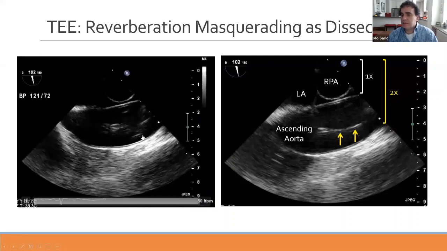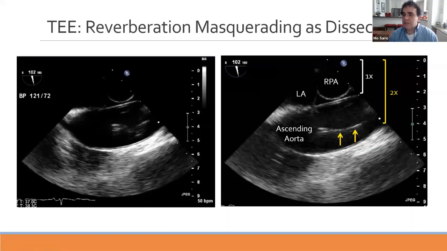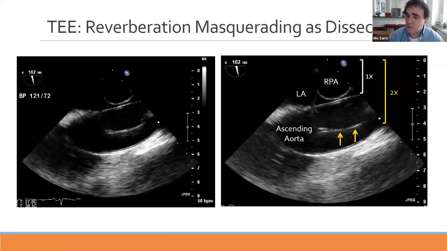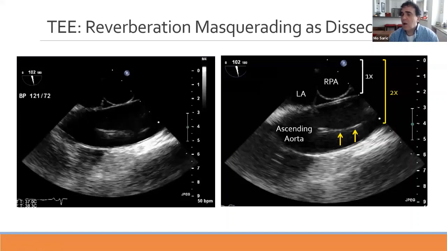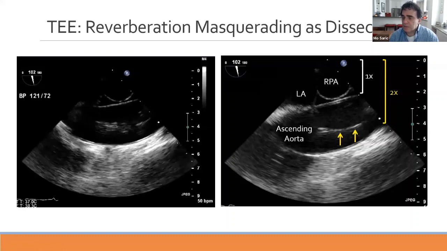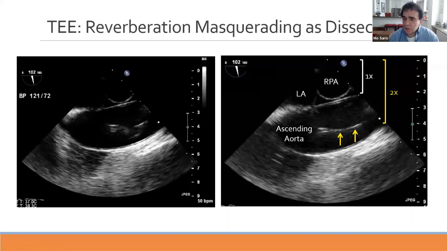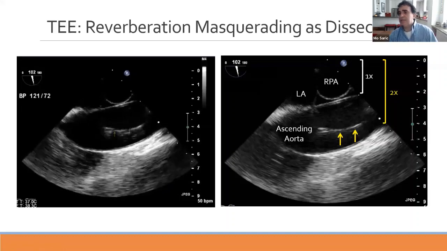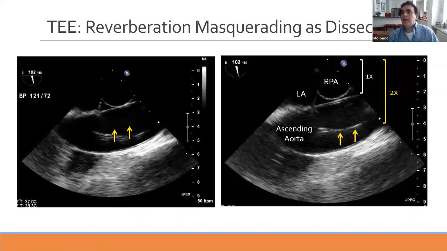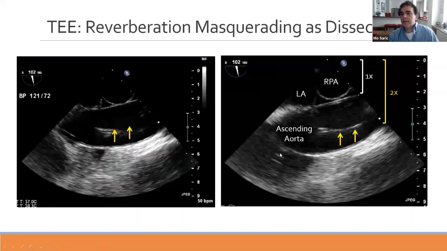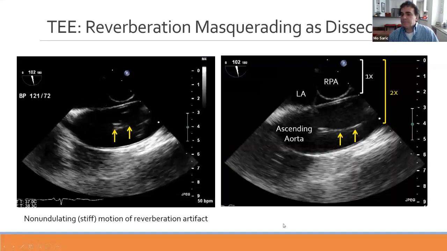And also you see that there is a reverberation. It's relatively stiff. It's not independently mobile, and certainly there is no undulating mobility that is characteristic of dissection. And this reverberation artifact should really always be borne in mind and should not be confused with the type A dissection. A reverberation artifact in the ascending aorta is demarcated by the two yellow arrows.